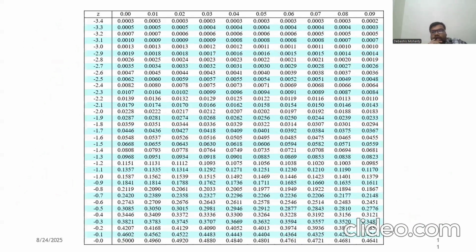Next is the negative z score. For the negative z score, the z value goes from minus 3.4 up to minus 0.0. Suppose you need to calculate minus 3.3. You have to see minus 3.0 with 0.03, and we will find that it is 0.001. Only in this way can we check the normal distribution table for implementing it in the problem and solving it.